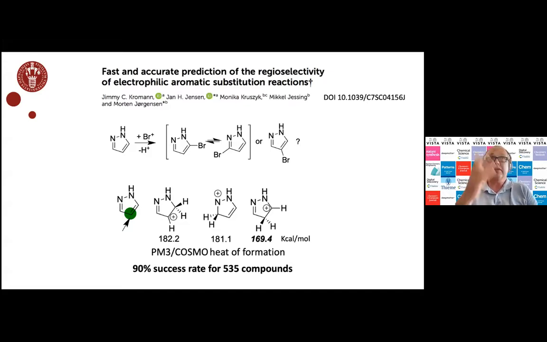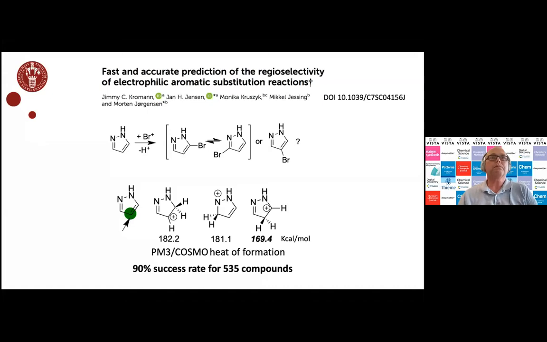This is work by Jimmy Coleman, done in collaboration with people at Lundbeck, a pharmaceutical company here in Denmark. The idea is based on an old empirical observation, I think from the 60s, that the proton affinity is correlated with the reaction rate. What that means for regioselectivity is that if you find the site with the highest proton affinity, then you also find the most likely site of bromination.